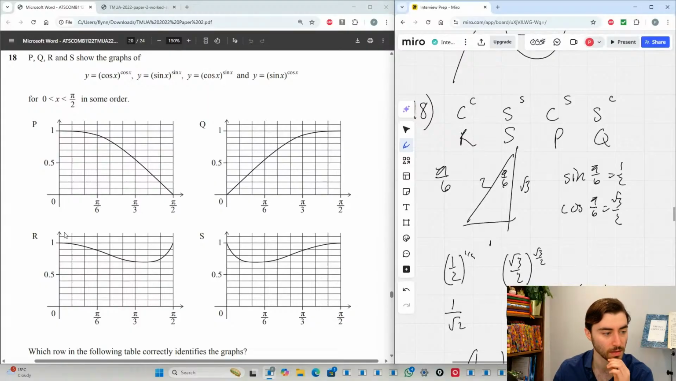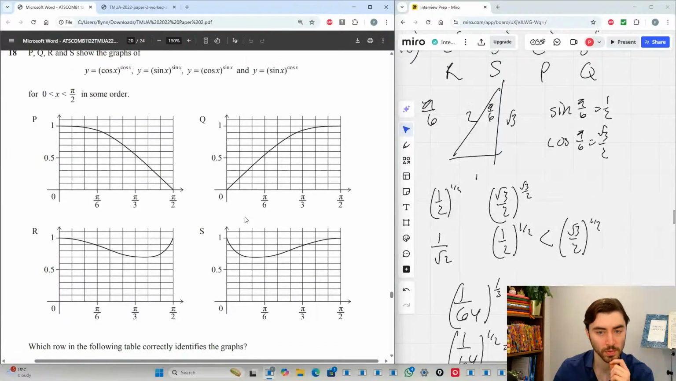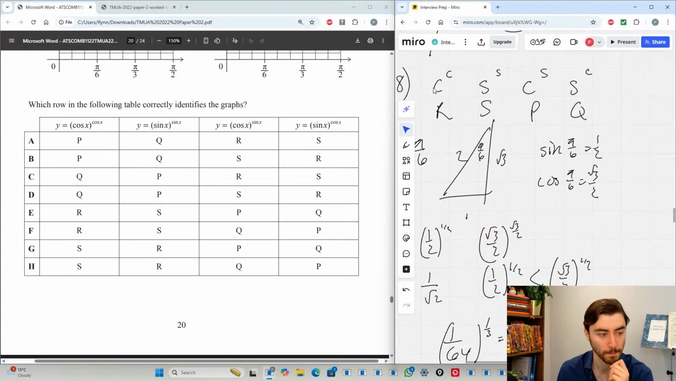So, you're a medical student. Okay, so RSPQ. Which one's RSPQ? RSPQ is E, so I'm going to lock in E.